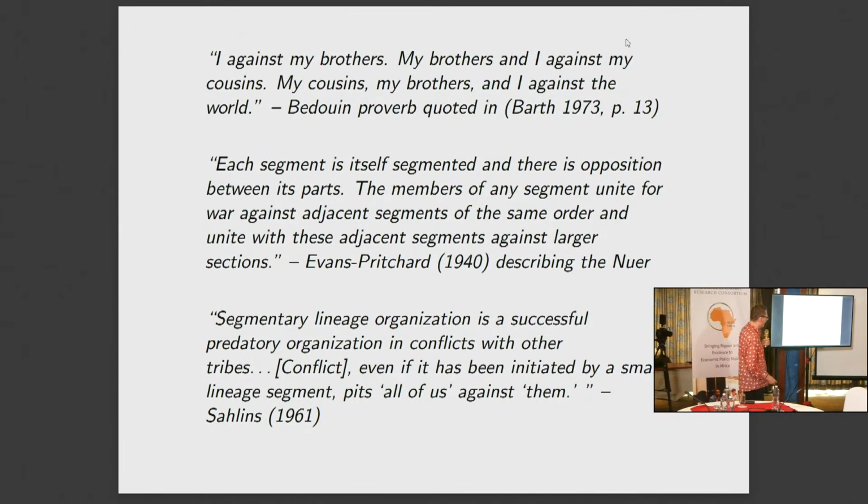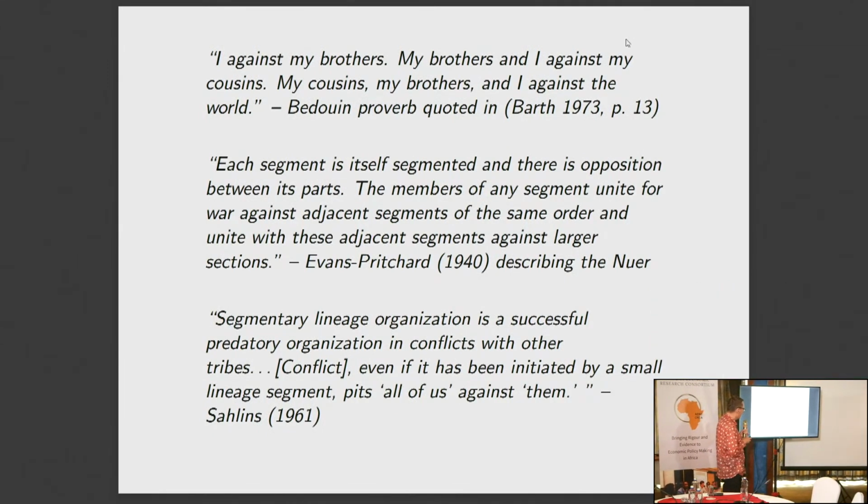So this was the start of this paper, which I don't know if this counts as a puzzle, in the way I've been defining a puzzle. Marshall Sahlins wrote a paper in 1961, and he said, the segmentary lineage organization, here's a description from Evans-Pritchard's famous book about the Nuer: the segmentary lineage organization is a successful predatory organization in conflicts with other tribes. Even if it's been initiated by a small lineage segment, it pits all of us against them.